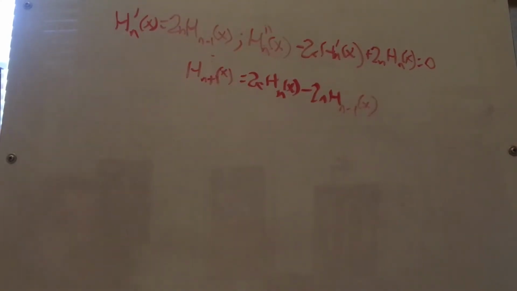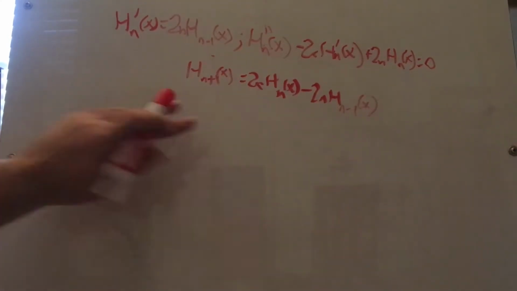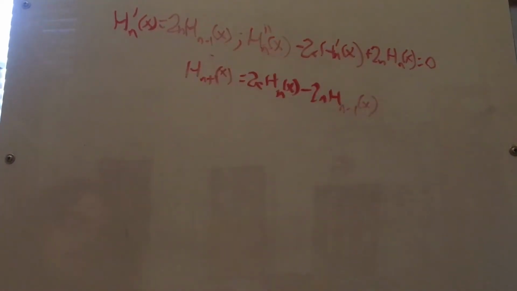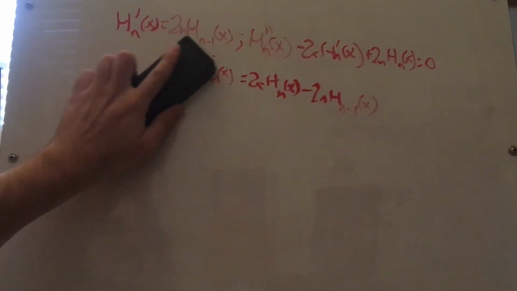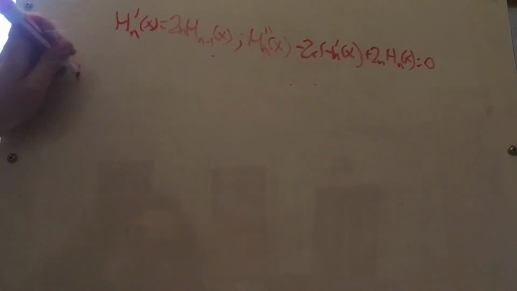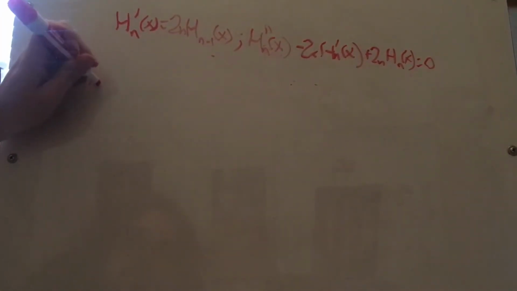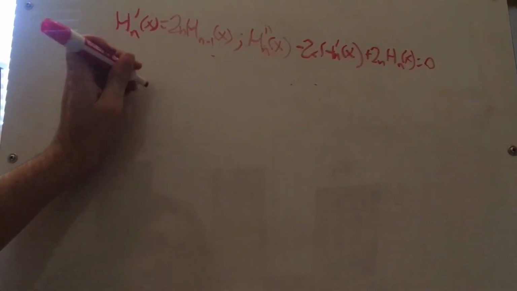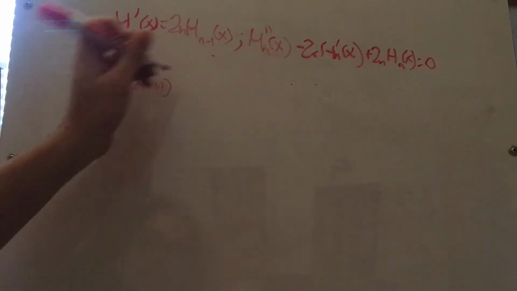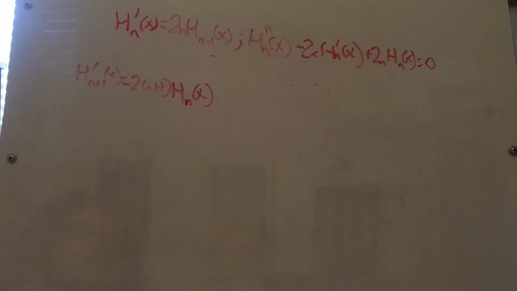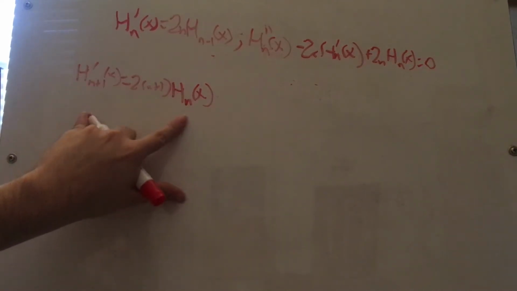So, first step, since our biggest index here is n plus 1 and our biggest index out of all of these is just n, we're going to start by turning this first equation in terms of n plus 1. So we have H_{n+1} prime of x equals 2(n+1) H_n of x. Now this only gives us an n plus 1 and an n.